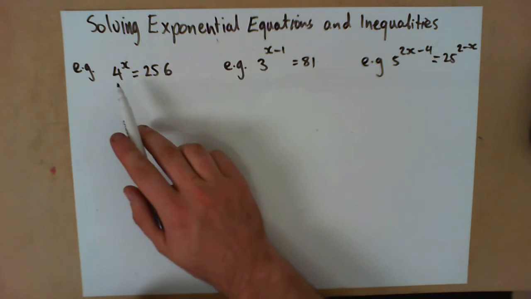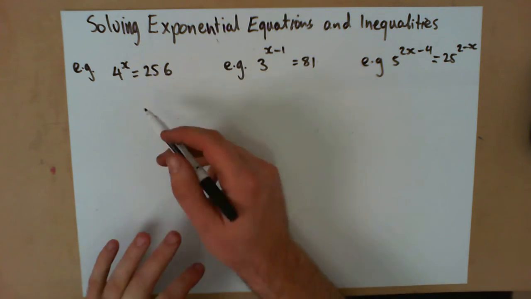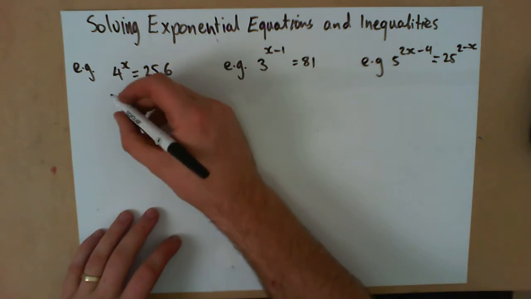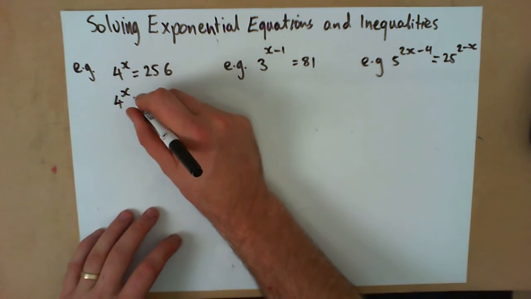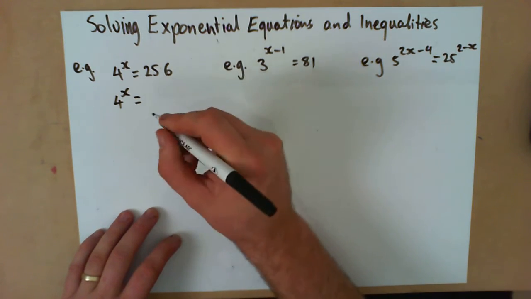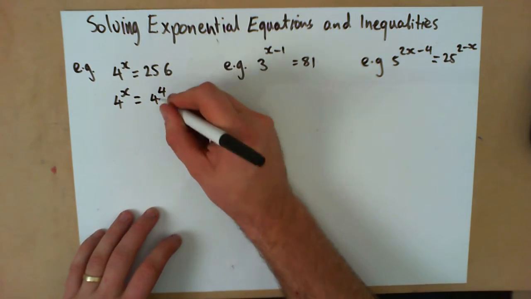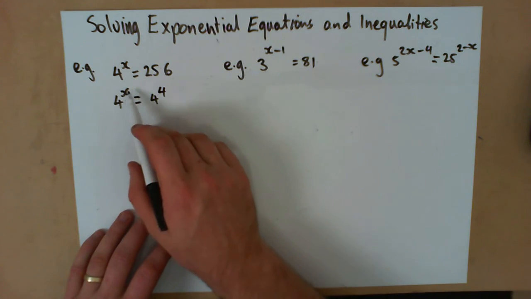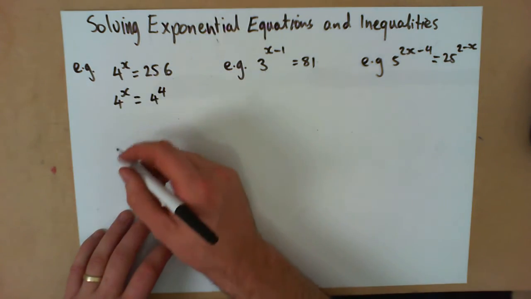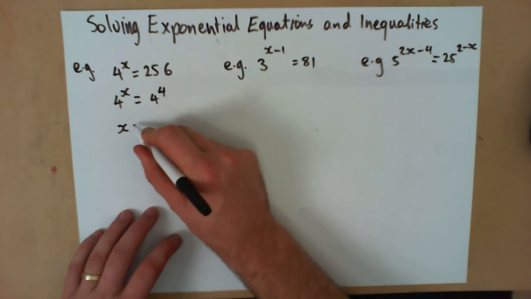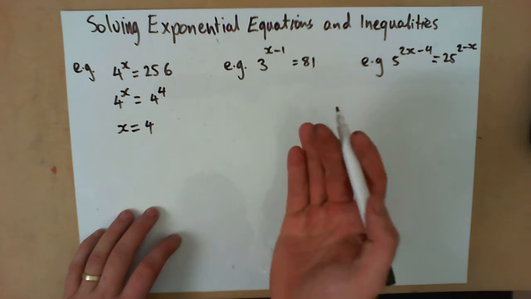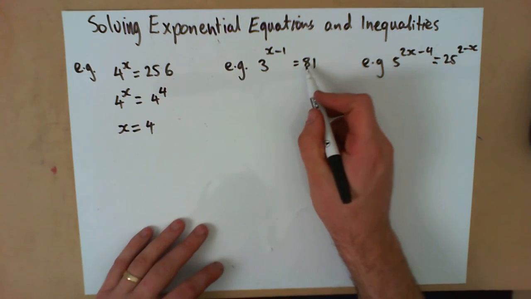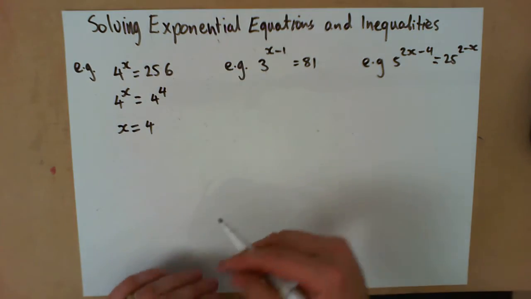Okay, so the key here is to make the bases the same. 256 can actually be written with a base of 4. So we can say 4 to the power x, and 256 is actually 4 to the power of 4. Once we've got that, and our bases are the same, we're allowed to equate our powers, or our indices. So we can say that x is equal to 4. We're actually done.